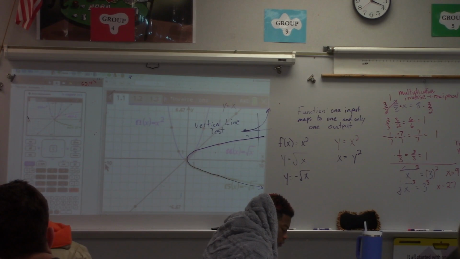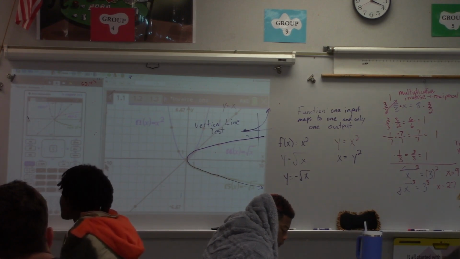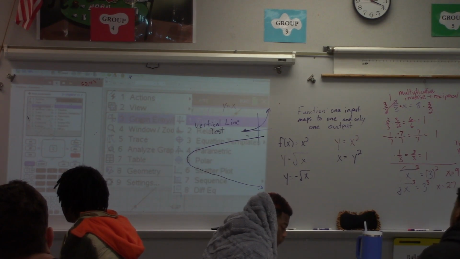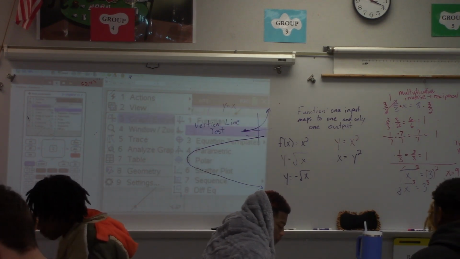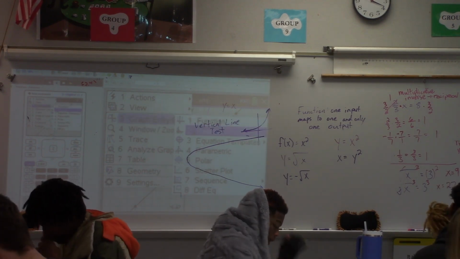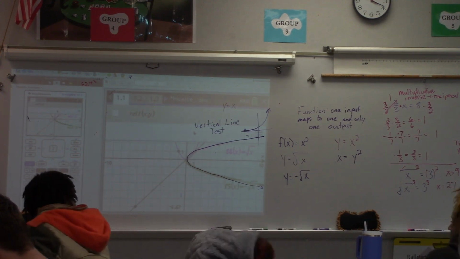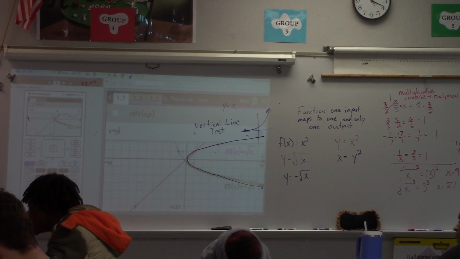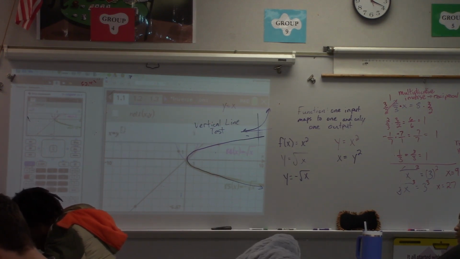So with these calculators, you don't need to type this in, I just want to show you this. These calculators are really cool, and there's not any other calculator I know of that does this. If I go to graph entry / edit, you see this option for relation here? Only these calculators allow you to type in any equation. So x equals y squared.